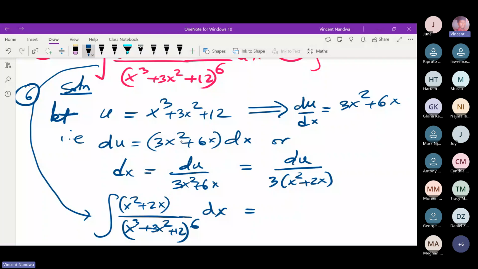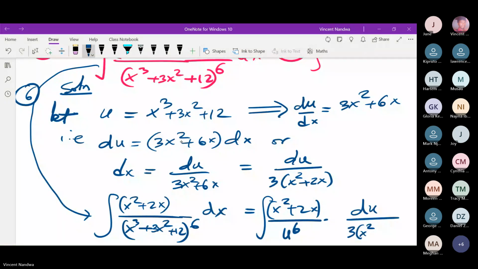So what will be the final? We'll have u power minus 6 plus 1 over minus 6 plus 1, then plus c. So on simplification, we'll have which fraction times u power minus 5?